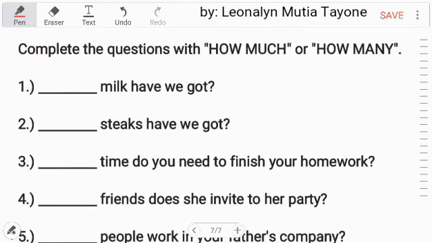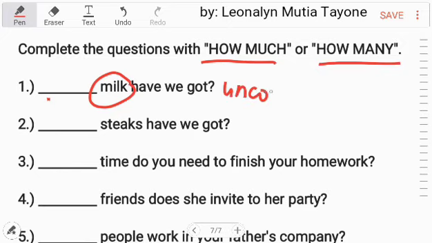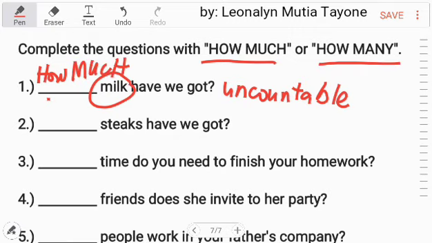Now, let's complete the following questions with how much or how many. Number 1. Blank milk have we got? Is it how much or how many? When we say milk, it is uncountable. When we say uncountable, we will use how much. So, ang answer sa number 1 ay how much.